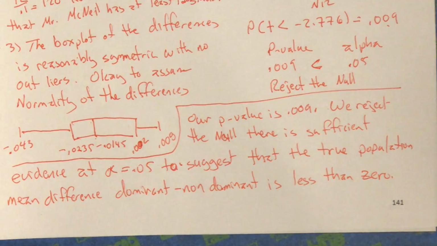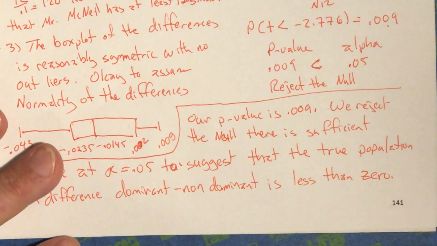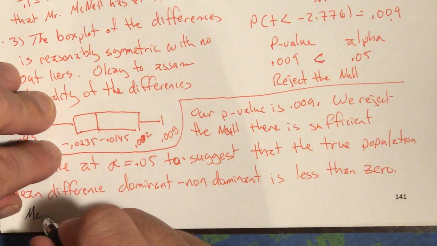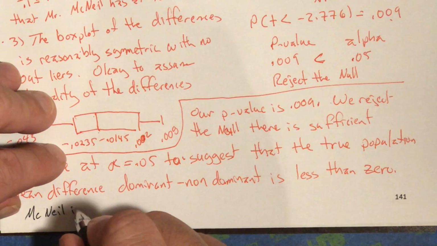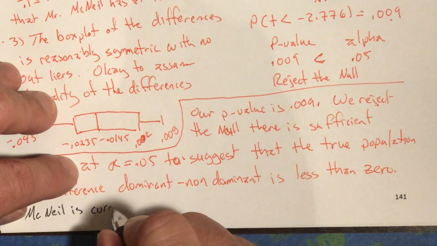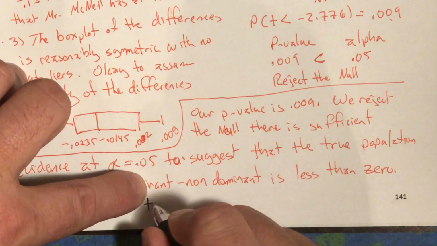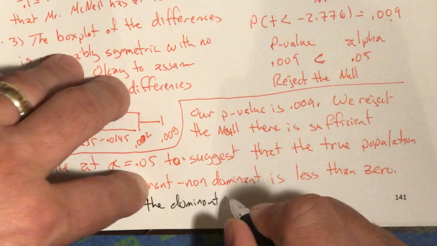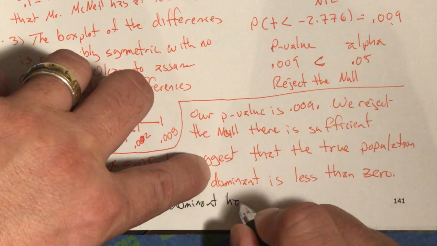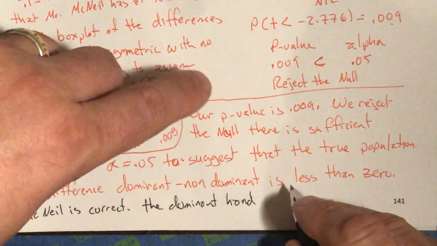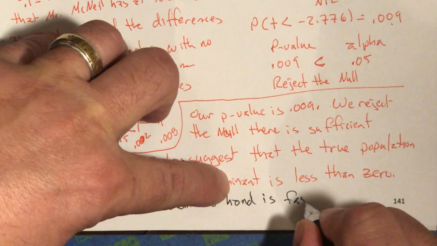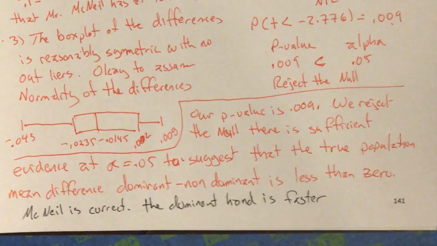All right. And then it's really great to have a one-sentence conclusion as to what that really means. I'm going to say McNeil is correct. The dominant hand is faster. Thank you.